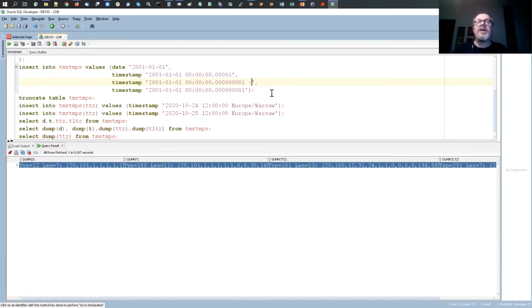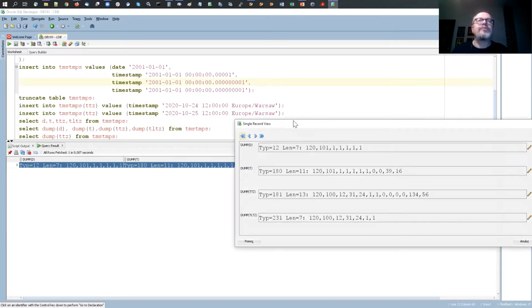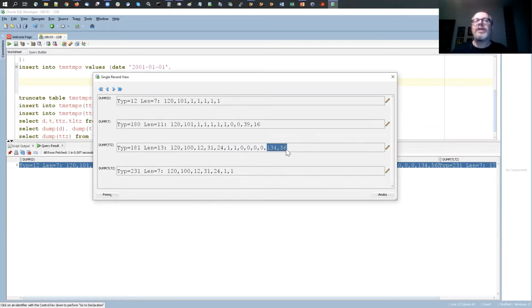However, we can also have the region, right? Like Europe/Warsaw, in which case we don't specify the offset. The offset is calculated by Oracle based on the information that it has about daylight saving time rules for the given time zone region, right? So here, what happened is, let's see the record view again, this 134 and 56, these two bytes together, encode the region ID for Europe/Warsaw, right? So this is this particular time zone.